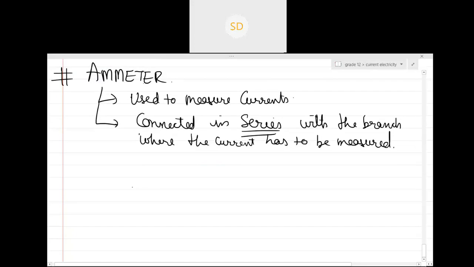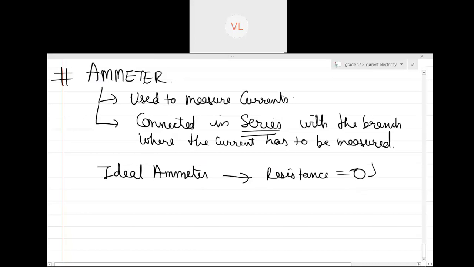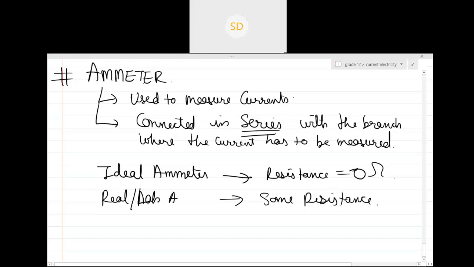After this, ideal ammeter. Ideal ammeter resistance: 0 ohm. But for a real ammeter, there will be some negligible resistance. Although it will be very low, it will be there. Okay.